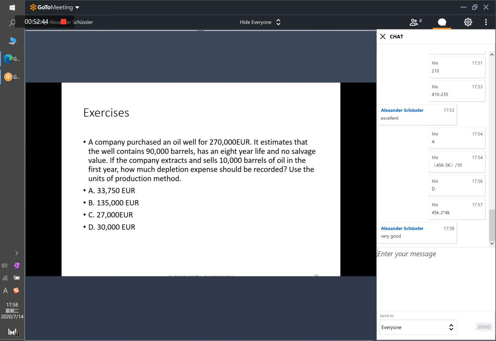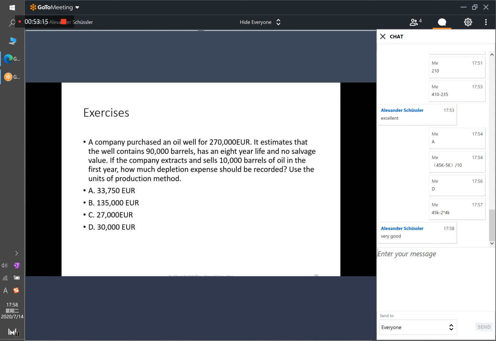This is the next one, and this one is about the units of production method. So here it's not about the useful life, and depreciation isn't affected by the useful life, but rather it's affected by the units of production, or by the output. So try to solve this one.